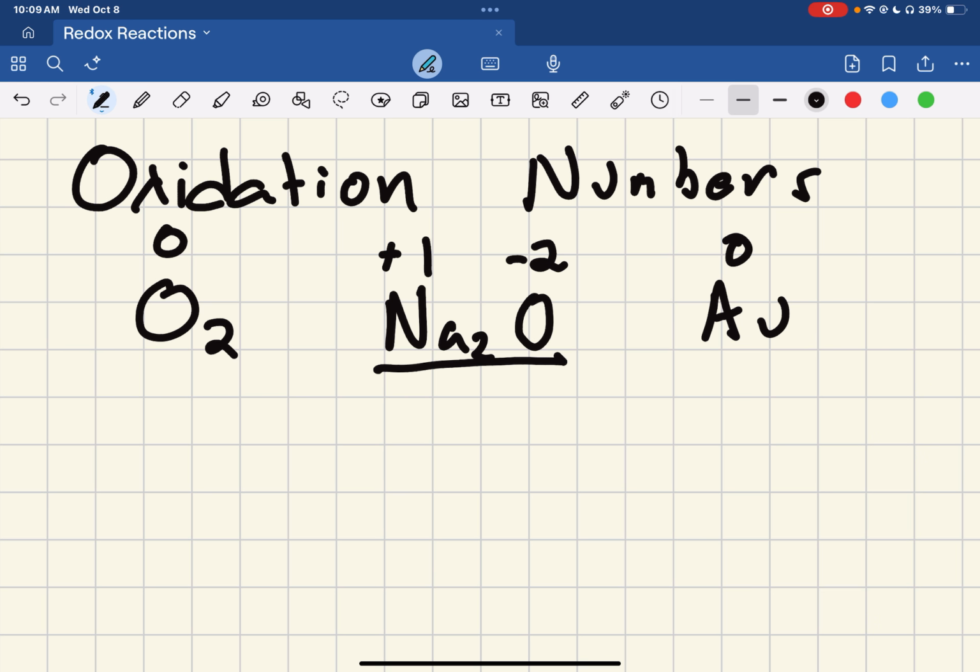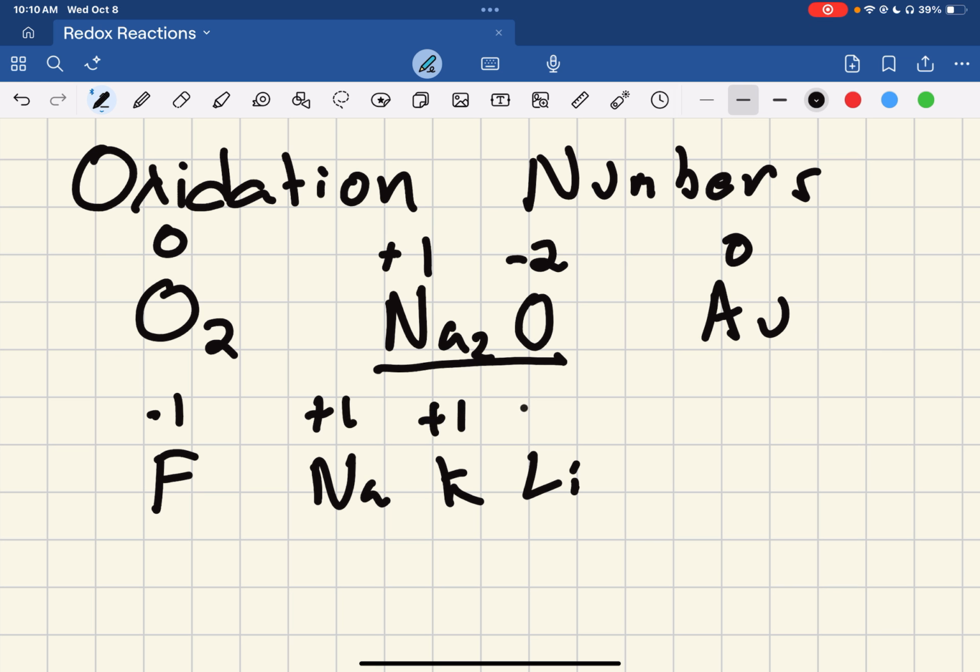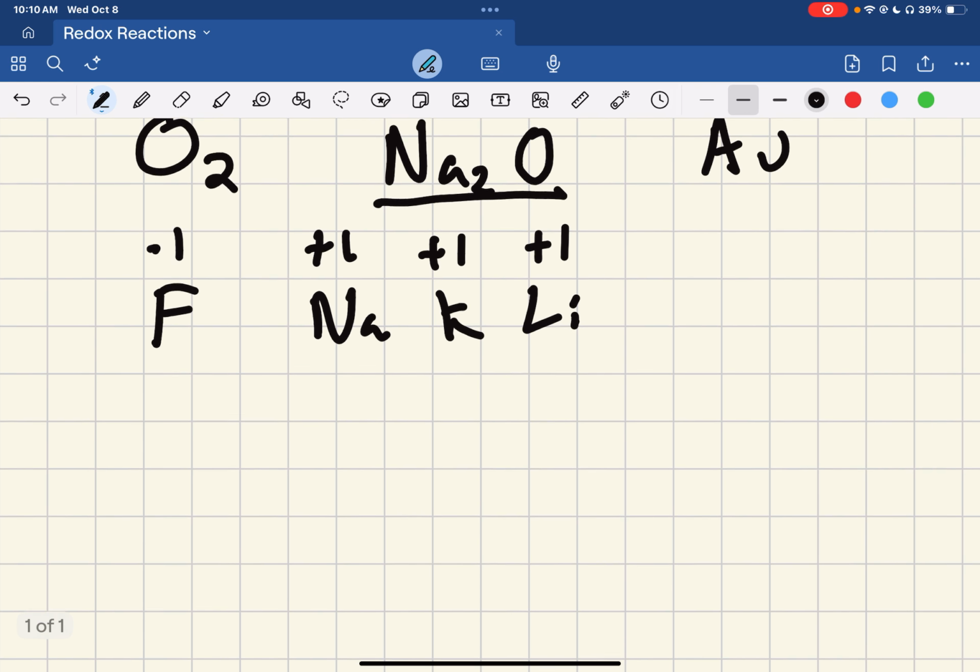Other things you probably know: fluorine, for the most part, will typically be -1. Alkali metals, for example sodium, potassium, lithium, for the most part are always +1. Everything else we kind of just figure out as we go along. Not super difficult, but it's better if we practice some of these. So I'm going to use the ones from the notes.